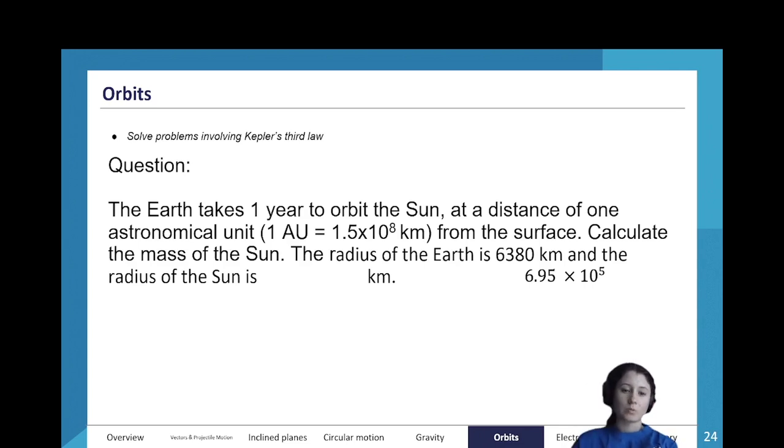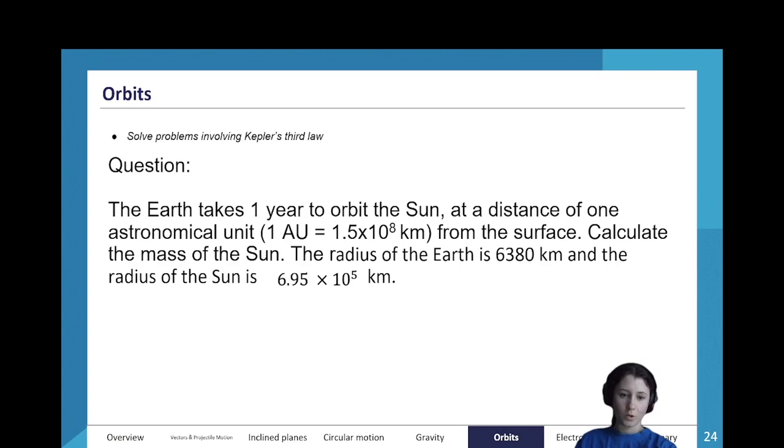The Earth takes 1 year to orbit the Sun at a distance of 1 astronomical unit, which is 1.5 times 10 to the 8 kilometers from the surface. Calculate the mass of the Sun. The radius of the Earth is 6,380 kilometers, and the radius of the Sun is 6.95 times 10 to the 5 kilometers. So, let's go over this.